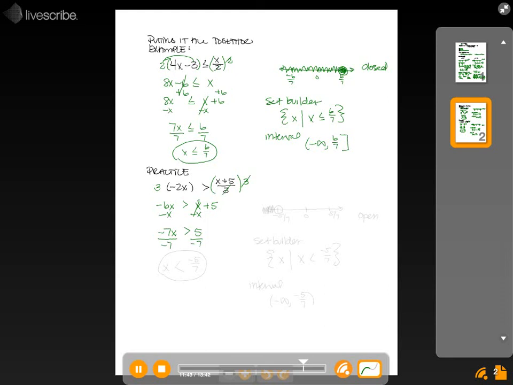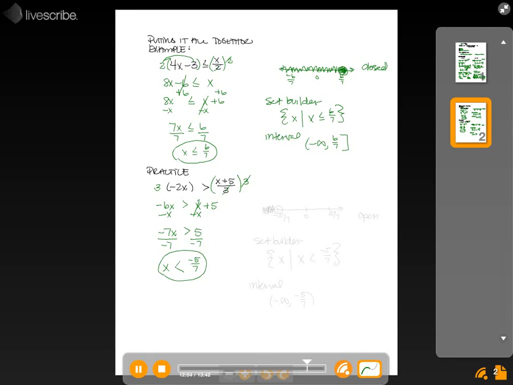Now here's where some people get caught up, dividing by a negative. So remember, you have to change the sign. So it's going to change from x would have been greater than, now it's going to be less than negative 5/7. And there's the answer to our problem. X is less than negative 5/7.